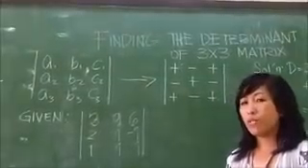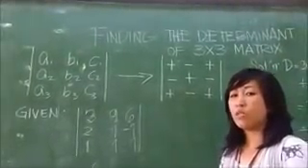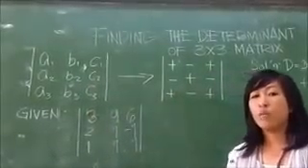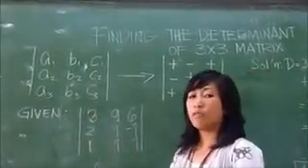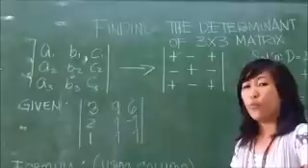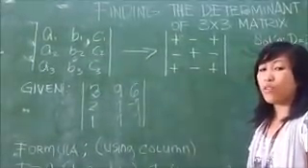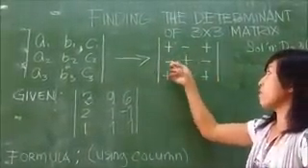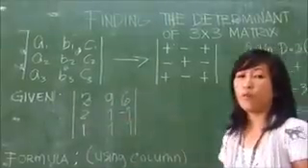In finding the determinant of a 3 by 3 matrix, we can use either the column, the row, or crisscross. But in any way, we must always consider the order of signs of each element within the 3 by 3 matrix, which can be presented as positive, negative, positive, negative, positive, negative, and so on and so forth.